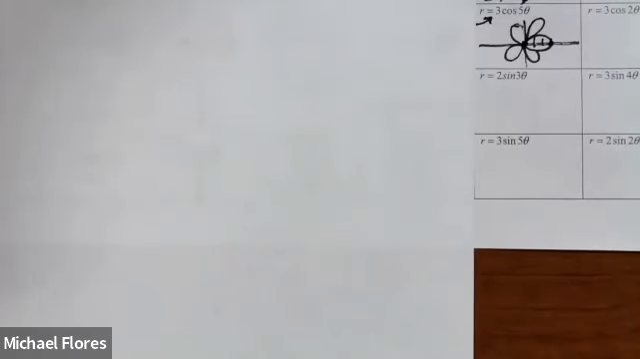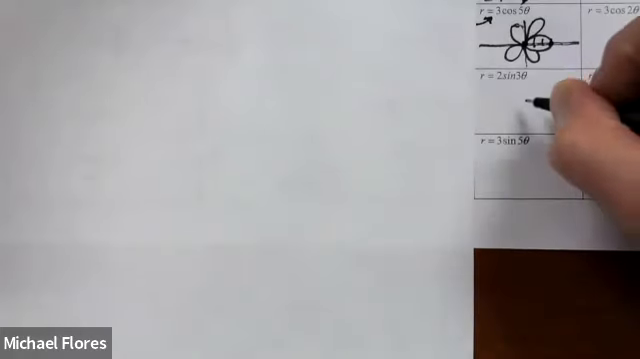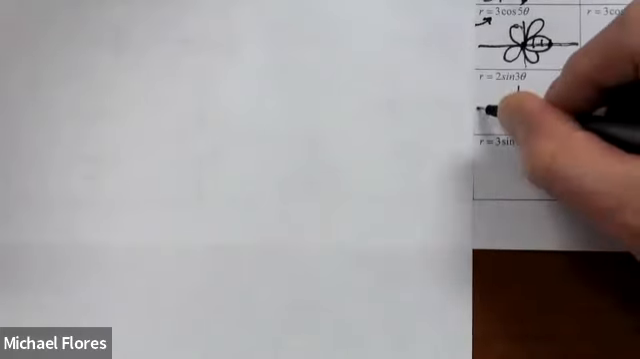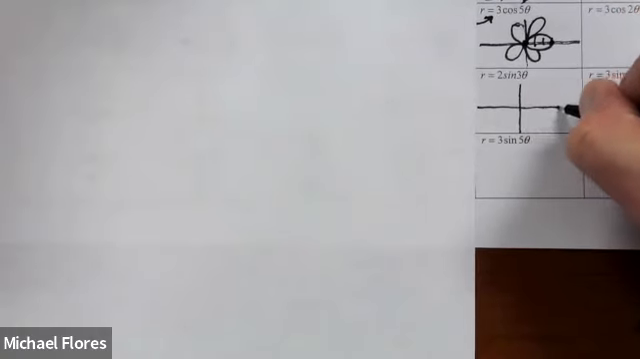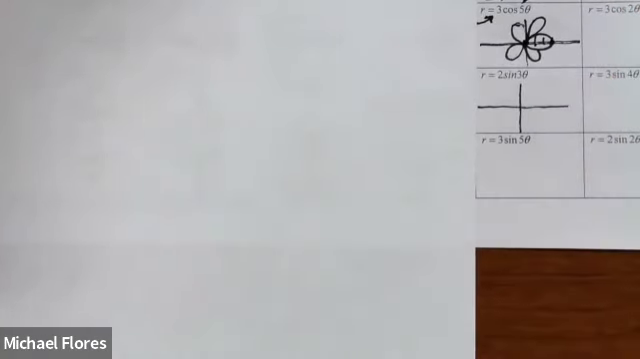Okay, 2 sine 3 theta. These are not necessarily hard, but they require an additional step than our cosine counterparts. The way that we can tell that we're graphing a rose is there's a number in front of theta. These are the easiest ones to identify. What are we going to graph here? Because it's the only one that has a number in front of theta, we're about to graph a rose.